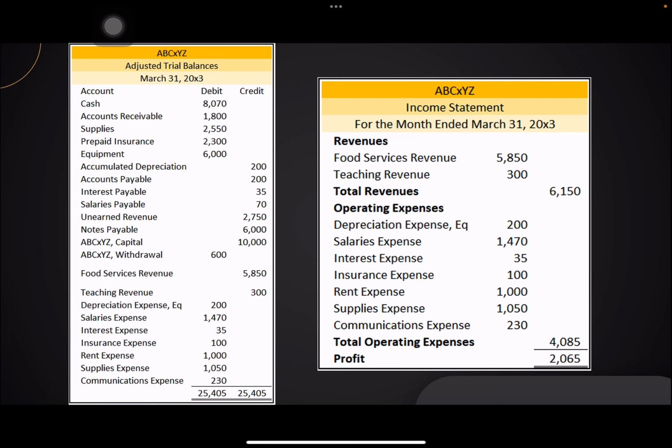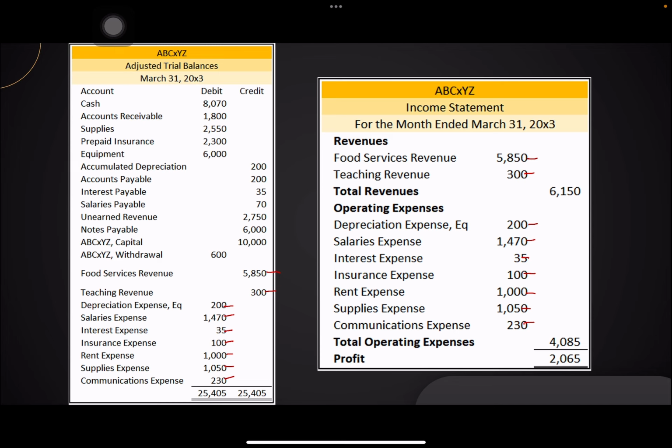Okay. So as you can see here, you have food services revenue amounting to 5,850. Let's trace it here in our adjusted trial balance. Yes. And we have a teaching revenue worth $300. Yes. Depreciation, salaries expense. Yes, yes. Interest expense and insurance expense. Also a yes and a yes. And we have three more expenses in the form of rent, supplies, and communications. 1,000, 1,050, and 230.